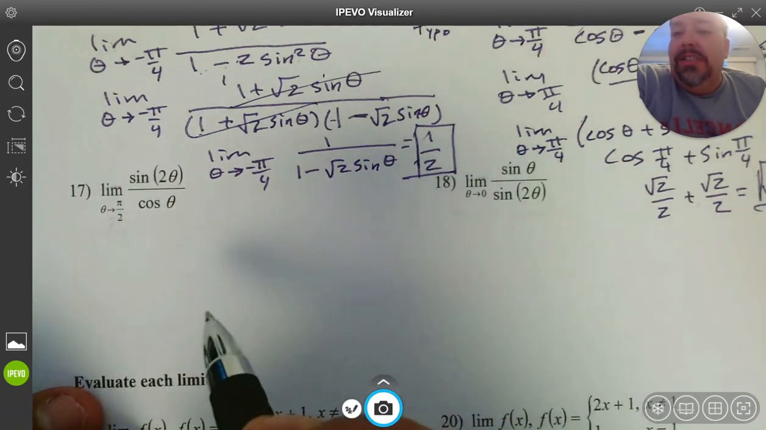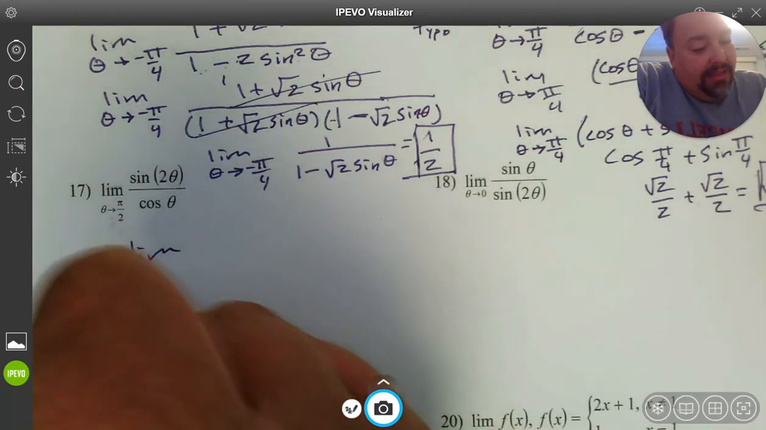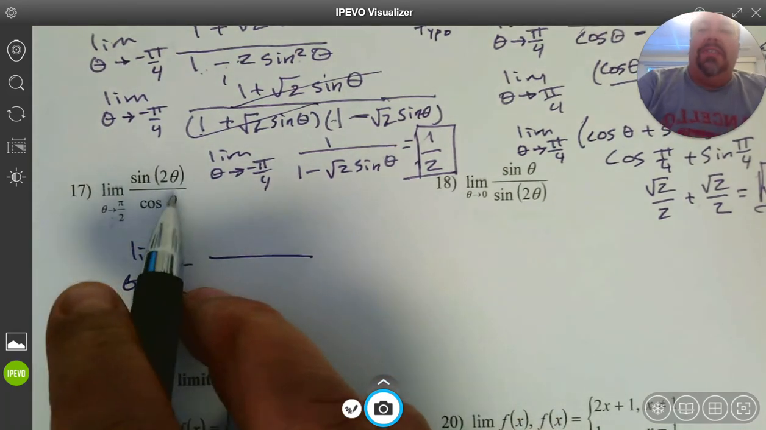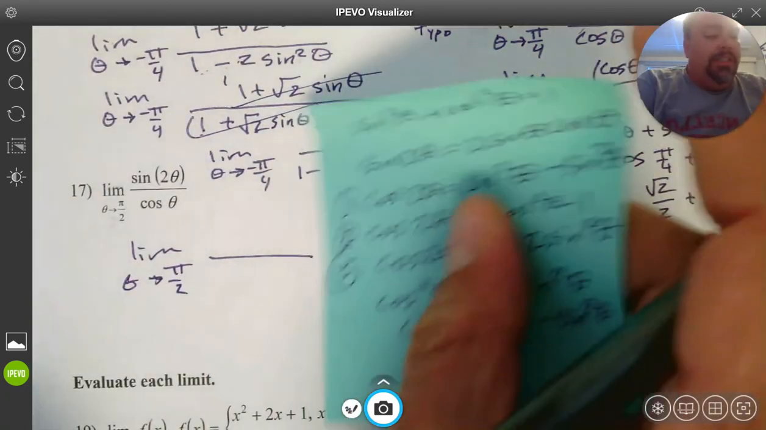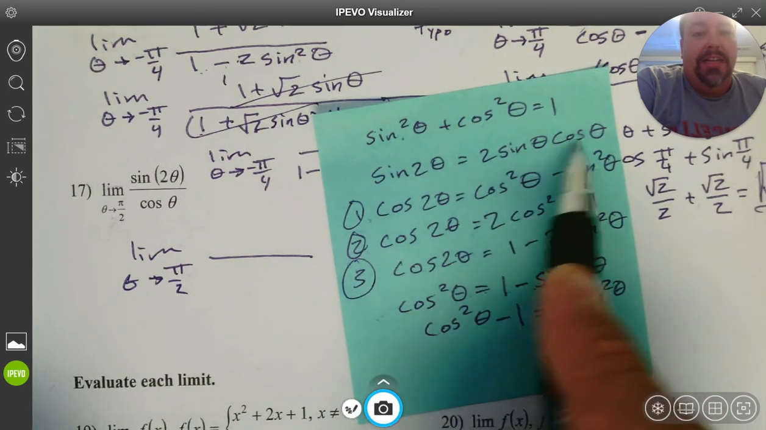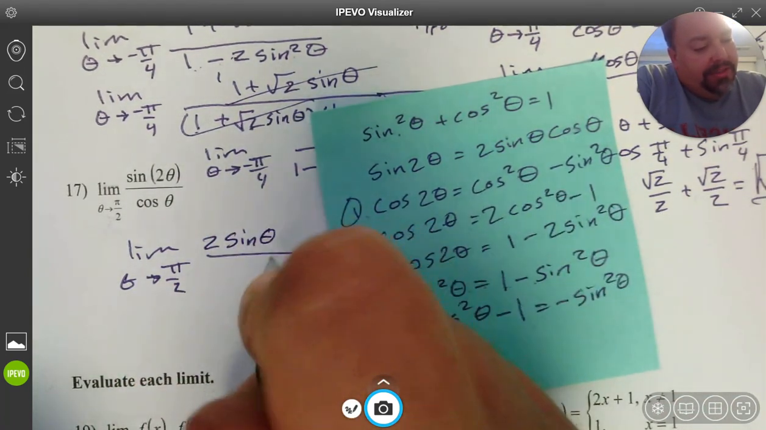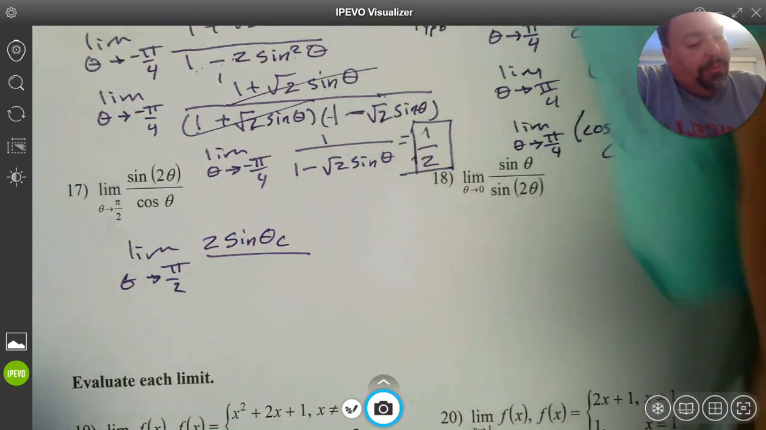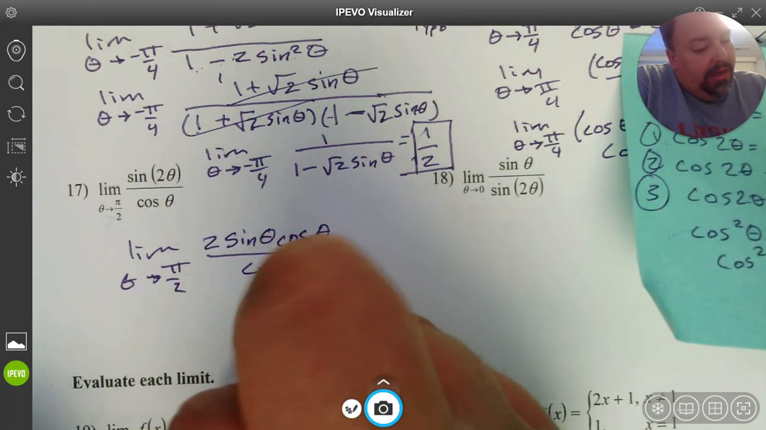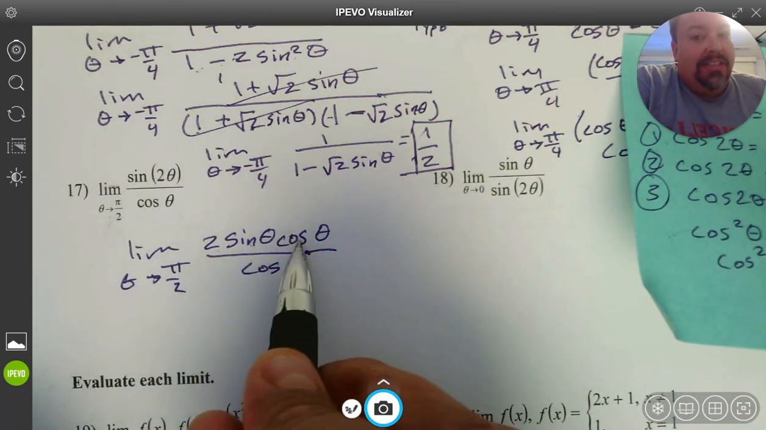Okay, 17, this is probably the easiest one. So the limit as theta goes to pi over 2. On top we have sine of 2 theta, and from our cheat sheet there's only one identity that uses sine 2 theta, and that's 2 sine theta cosine theta. So there's really no choice or decision to make. We need to rewrite. And then on the bottom we have cosine theta.